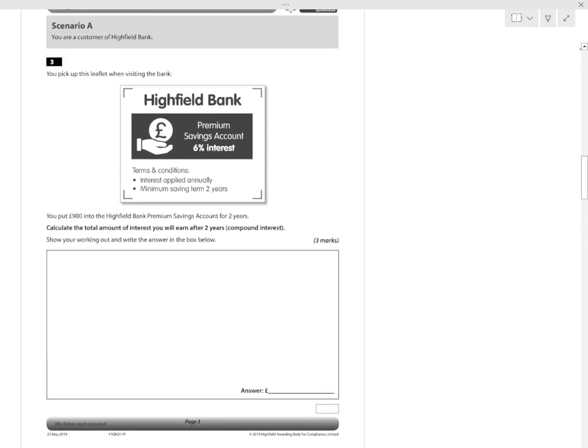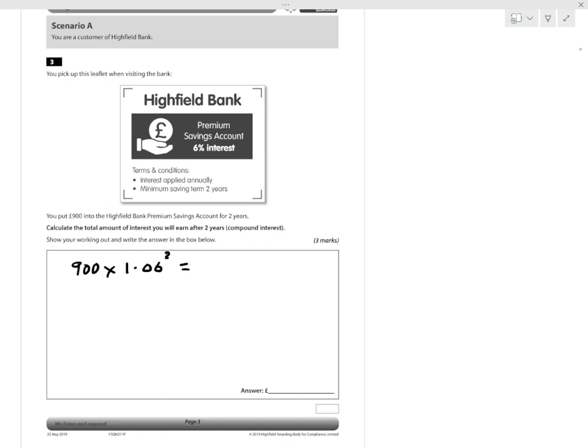Okay, Highfield Bank premium savings account, 6% interest. Interest applied annually, minimum saving 2 years. You put £900 into the bank for 2 years. Calculate the total amount you will have after 2 years. Let's do it this way: £900 times 1.06 squared, and that will give the answer straight away.